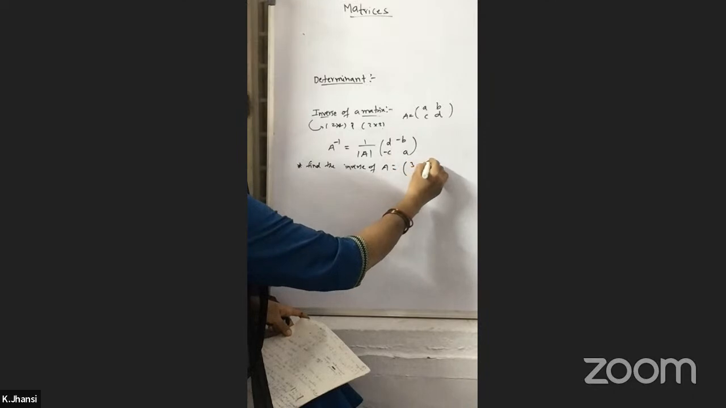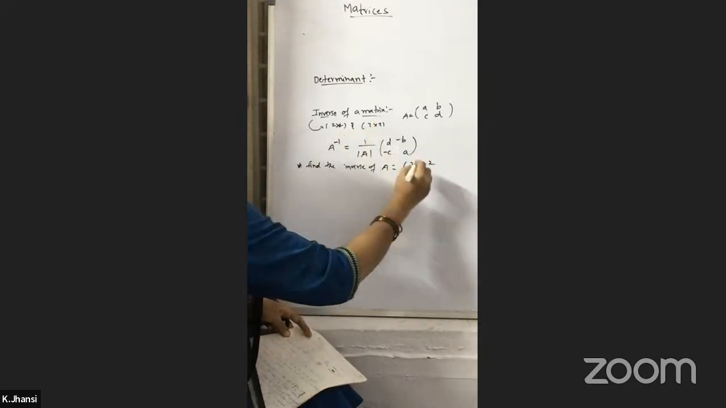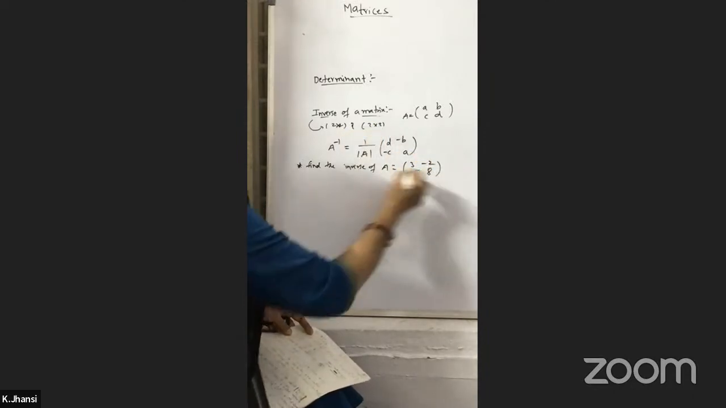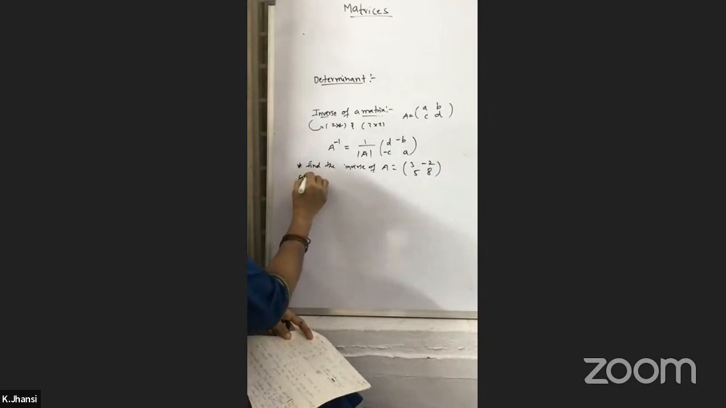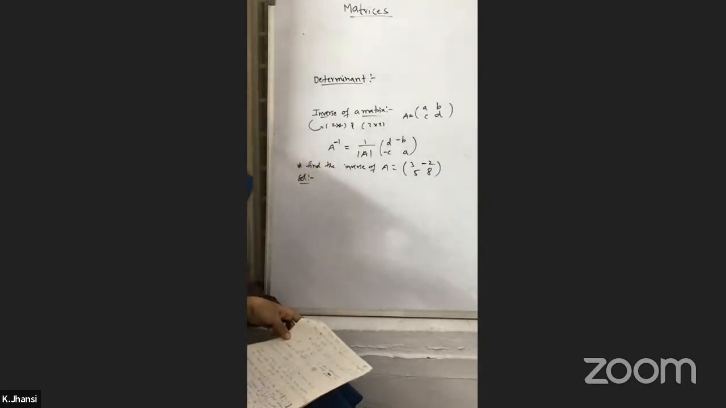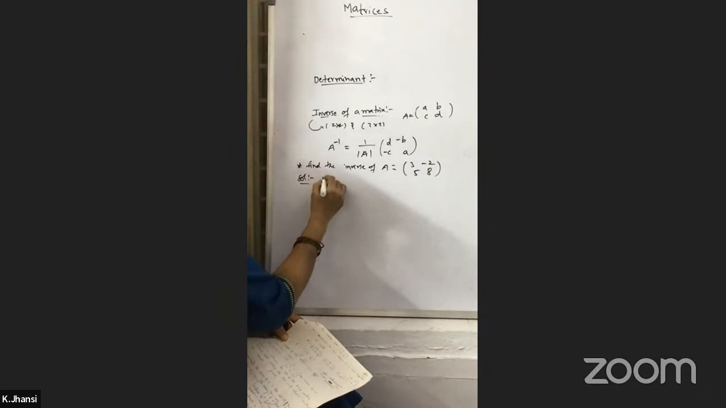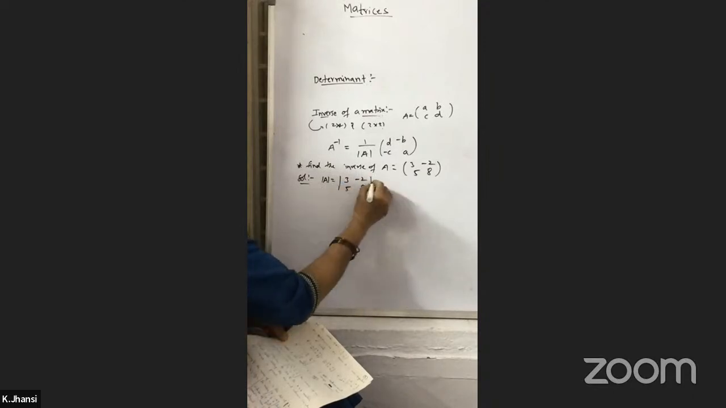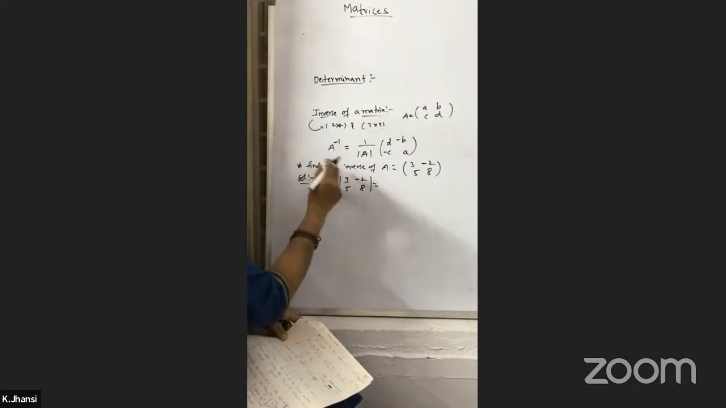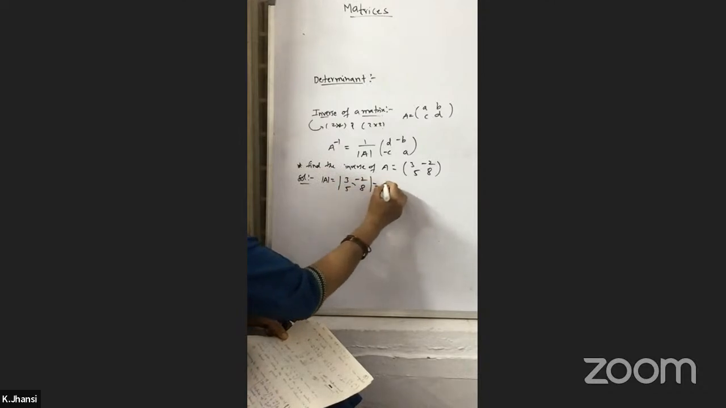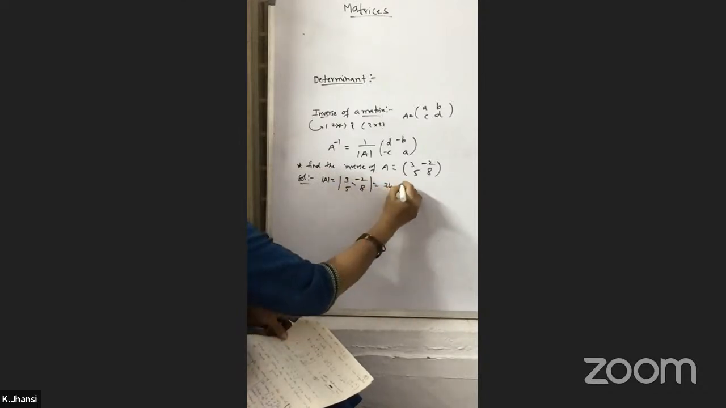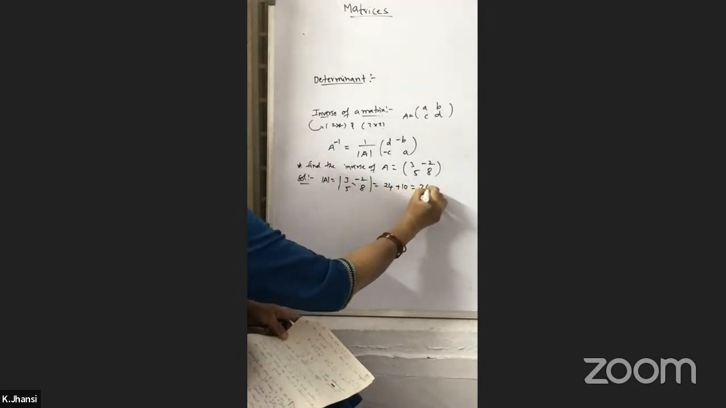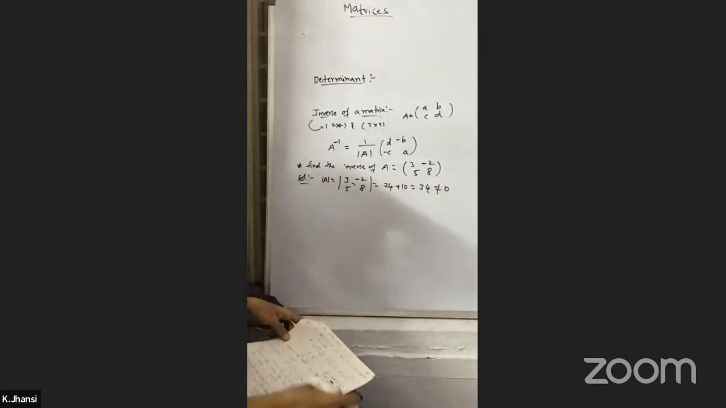Three minus 2, 5, 8. Okay. So first you check whether it is non-singular or not. So we need the determinant. The determinant is equal to 3 minus 2, 5, 8. So just cross multiplication. 3 8s are 24. Minus of minus is plus, 5 2s are 10. So we got here 34, which is not equal to 0.